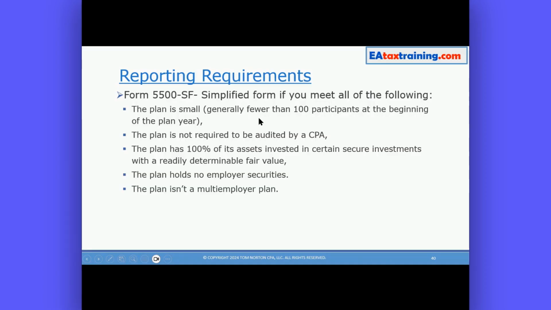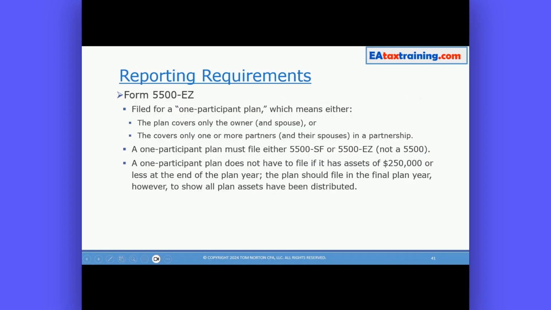The plan is small, which means fewer than 100 participants at the beginning of the plan year. The plan is not required to be audited by a CPA. The plan has 100% of its assets invested in certain secure types of investments that have a readily determinable fair value. So this would be your typical mutual fund type of plans that you see in retirement plans. The plan holds no employer securities, so there's no stock in the employer company itself in these plans. And the plan is not a multi-employer plan. So if you meet all those criteria, you can fill out this simplified form.